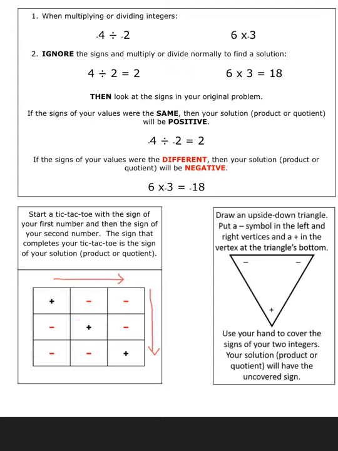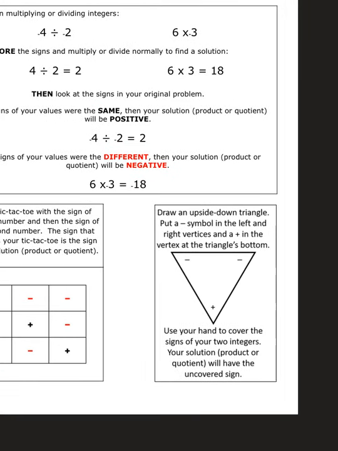You can even read straight through the diagonal like this. So positive times or divided by a positive will equal a positive answer. So this is one option that you can use when you are multiplying or dividing with integers. The other way is this little upside down triangle.